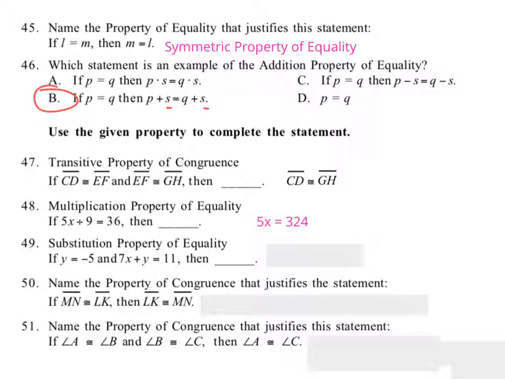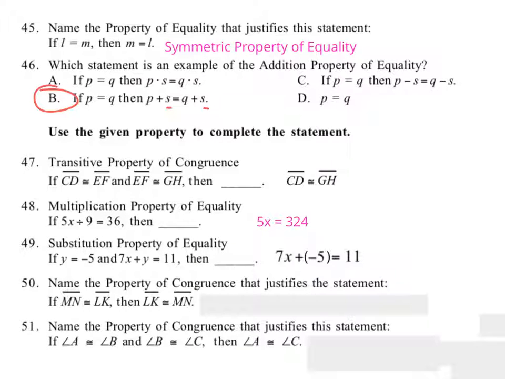So we get 5x equals 324. Okay, here, if y equals negative 5 and 7x plus y equals 11, then using substitution, we would take this equation here, and where we saw y, we would put in what y is equal to. 7x plus negative 5 equals 11. All we did there is we took what y is equal to, negative 5, where y was in the equation, we put negative 5 in its place.